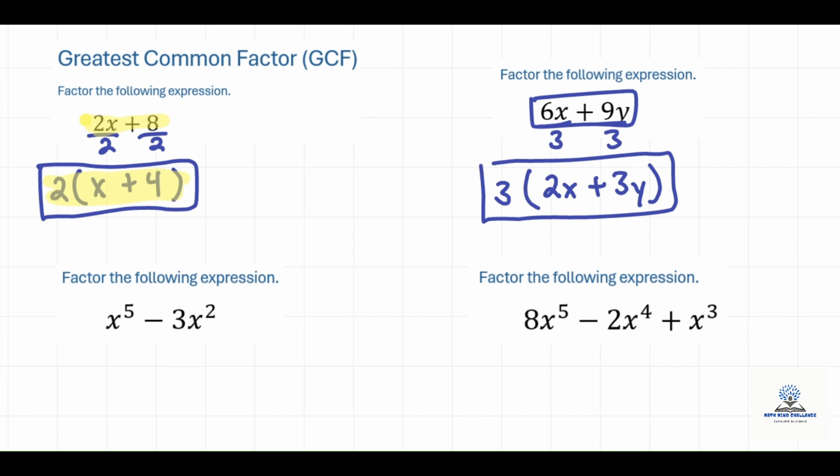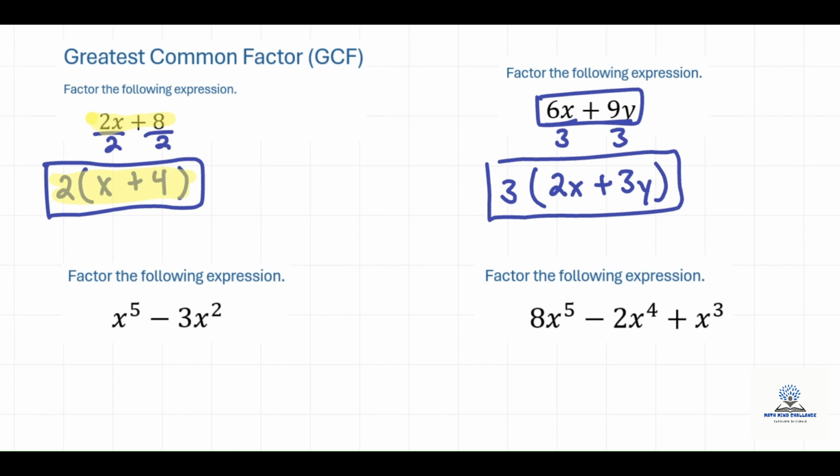Let's look at variables. Variables are a little tough when you find the greatest common factor because you're actually looking for the smallest variable they have in common. So here, if I have x to the 5th minus 3x squared, the greatest common factor is x squared. So it's the smallest exponent. And I create my multiplication with the parentheses, and I divide by x squared.